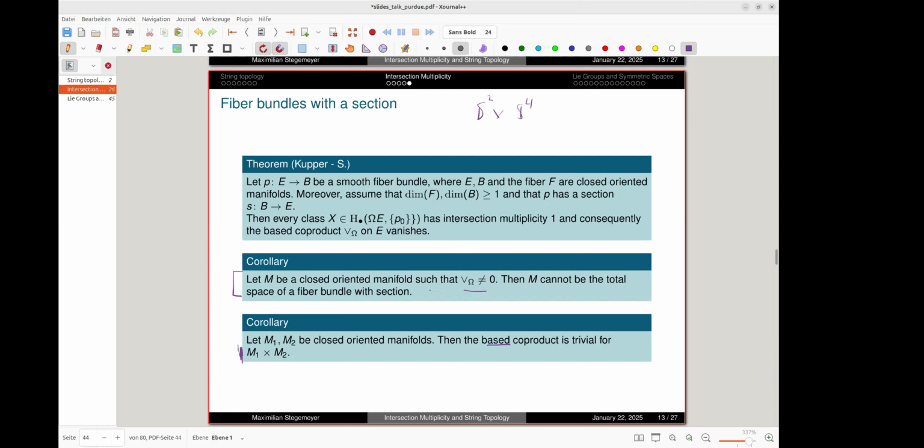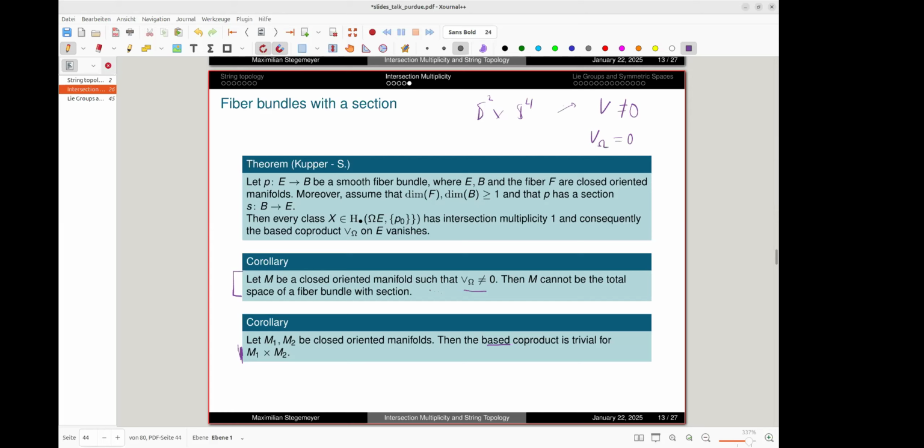Let me think. So the base, wait, what's the claim for this? Sorry. So this has coproduct non-trivial, but base coproduct trivial. I see. Yeah. All right. Okay. And any further questions at this point?